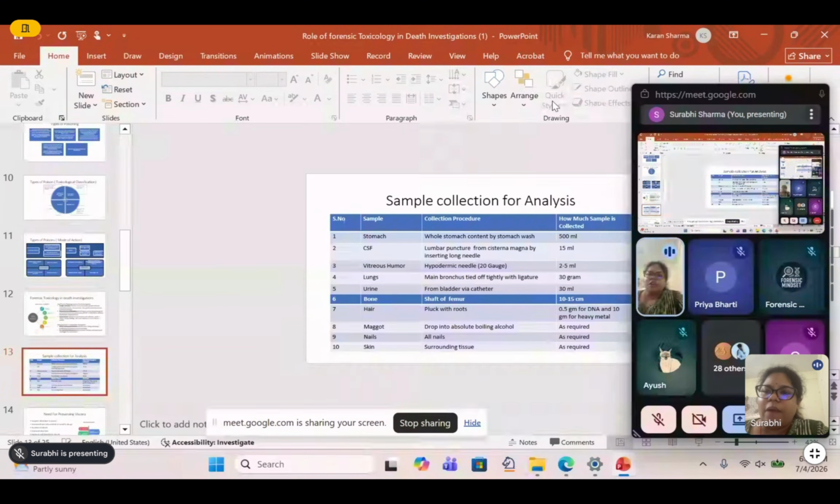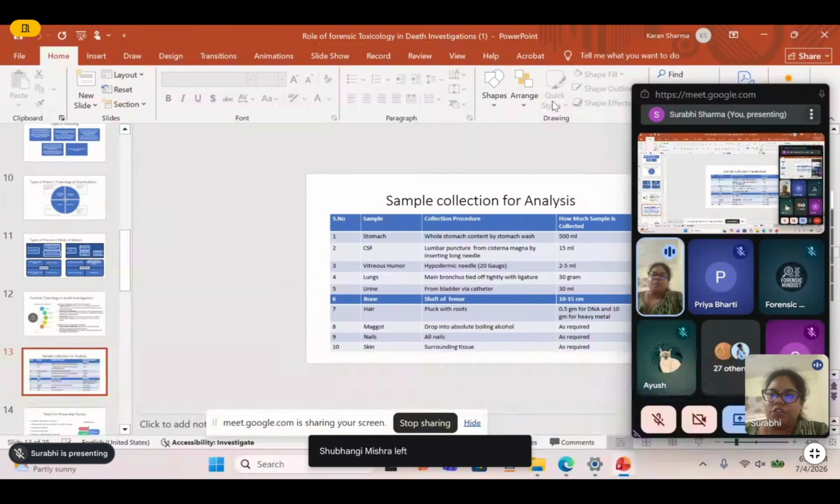Then CSF is cerebrospinal fluid, in which we do a lumbar puncture from the cisterna magna, inserting a long needle, and 15 ml is taken. Vitreous humor is found in our eyes. A 20 gauge hypodermic needle is used, and 2 to 5 ml is taken. For lungs, the main bronchus is tied off tightly with a ligature, and 30 gram is taken. Urine we take from the bladder or via catheter, and 30 ml is taken. For bone, a shaft of femur, 10 to 15 centimeter, is taken. Hair is plucked with roots. For heavy metal analysis we take 10 gram, and for DNA we take 0.5 gram.